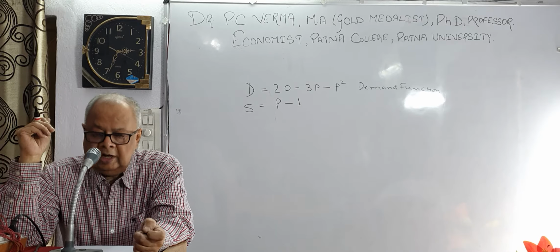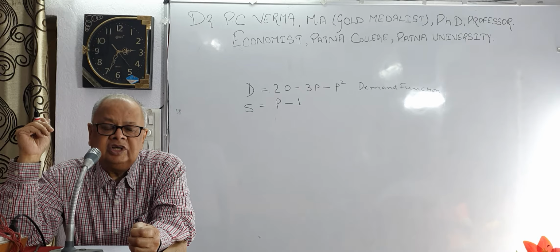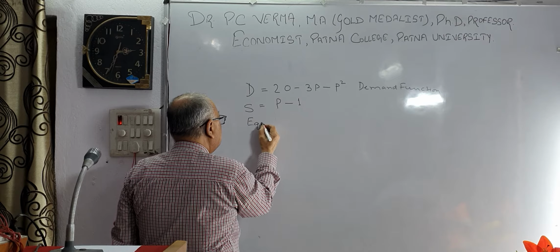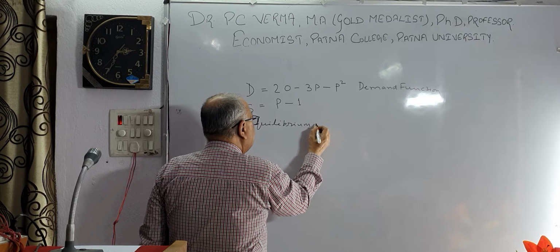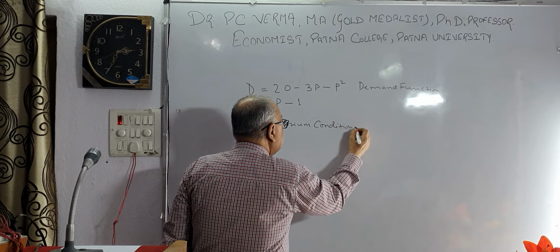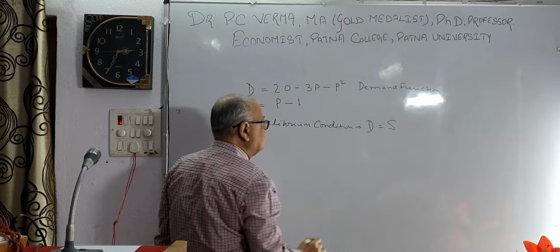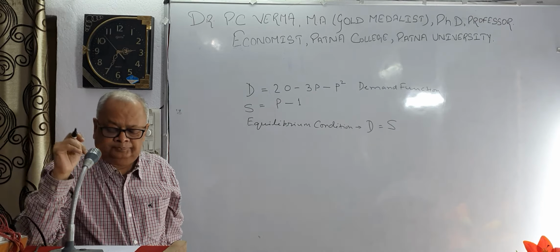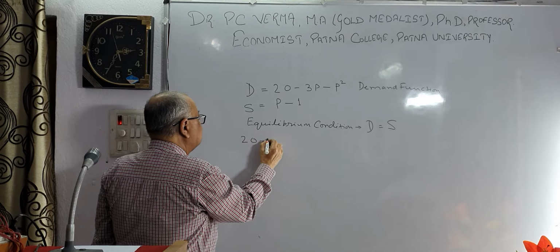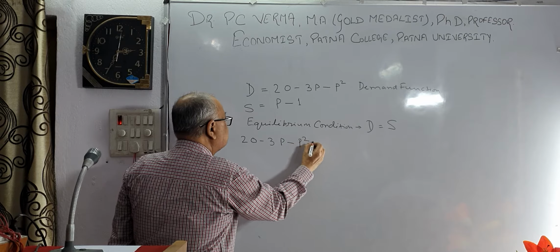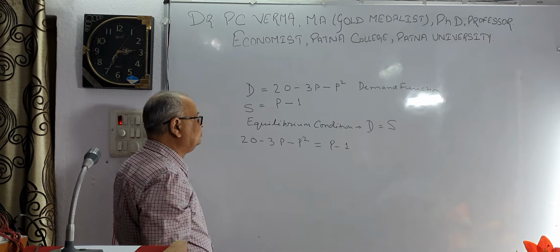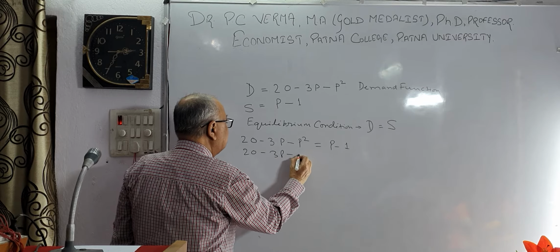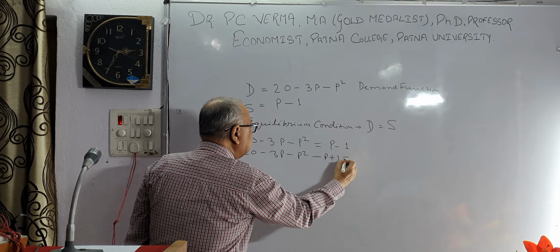As a rule, under perfect competition, the equilibrium condition is obtained where demand is equal to supply. Do it yourself: equate demand and supply, that is 20 minus 3P minus P square is equal to P minus 1. Then rewrite it as 20 minus 3P minus P square minus P plus 1 is equal to 0.